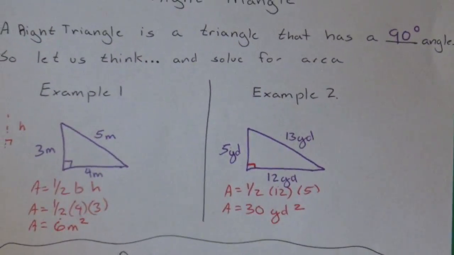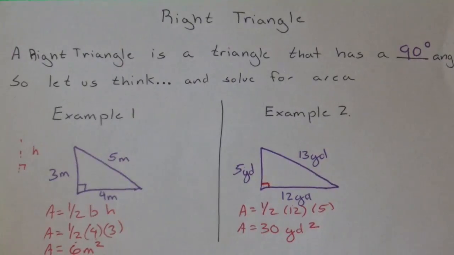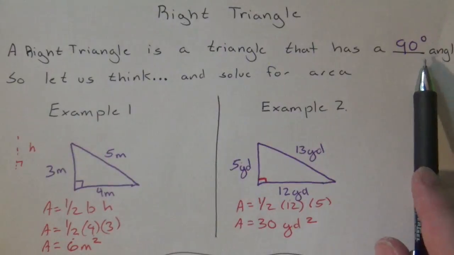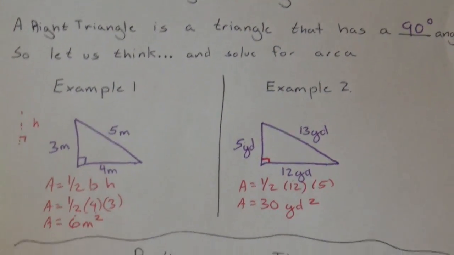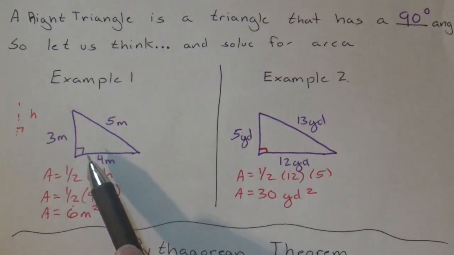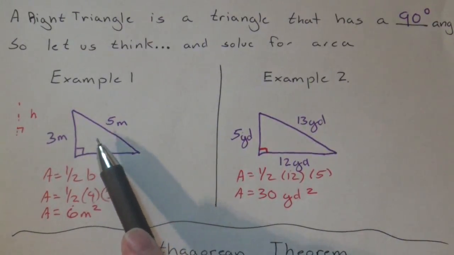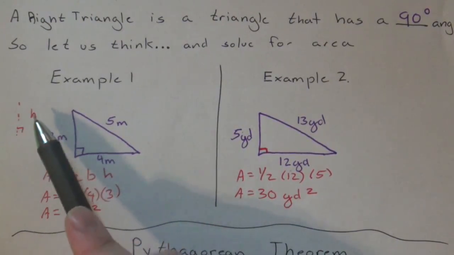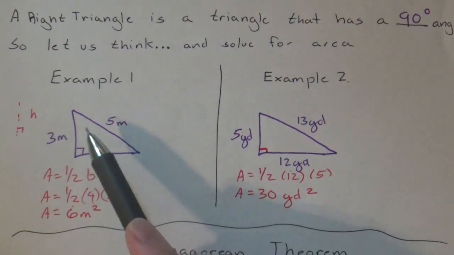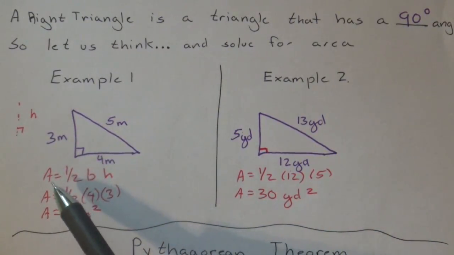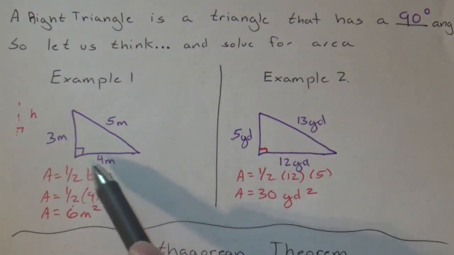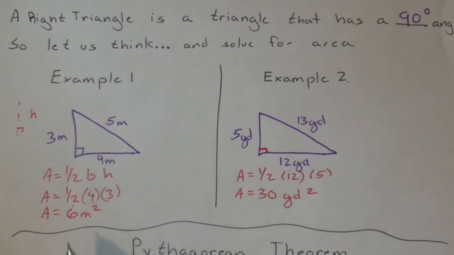Alright, so the other thing that we talked about last Thursday, just to review with this video, was the right triangle. A right triangle has a 90-degree angle, and knowing this, we know that this gives us our height, because recall that this little symbol with a 90 degree is usually our height. So with a right triangle, we just use area equals 1/2 base times height. Our base in this case is going to be 4 and our height is 3. Plug in those numbers: 1/2 times 4 times 3 gives us 6 meters squared.